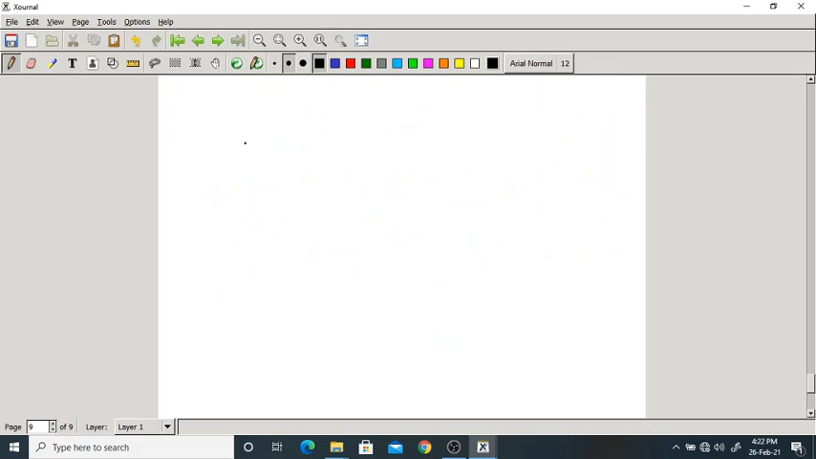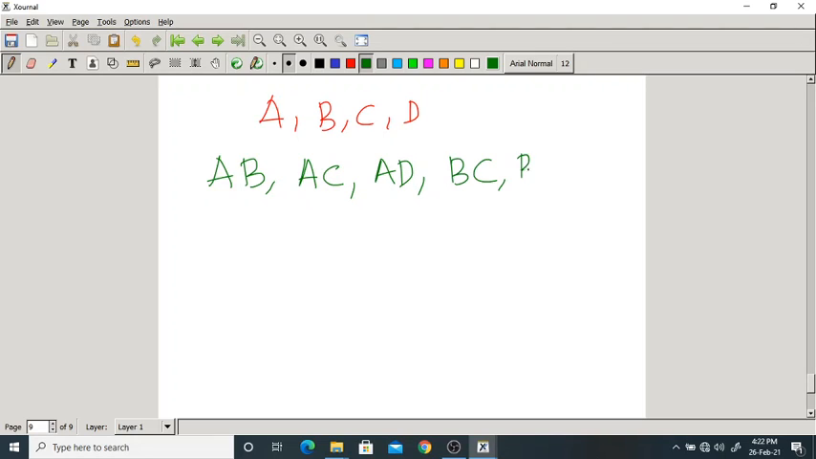Suppose, let me take combinations. I don't bother about the order of selection. I just want to select 2 letters at a time. I have 4 letters A, B, C, D. I will select AB. I don't think about the order. It's over. Next, AC. Next, AD. The same way, BC, BD and CD. How many are there? 6. It is called combination.